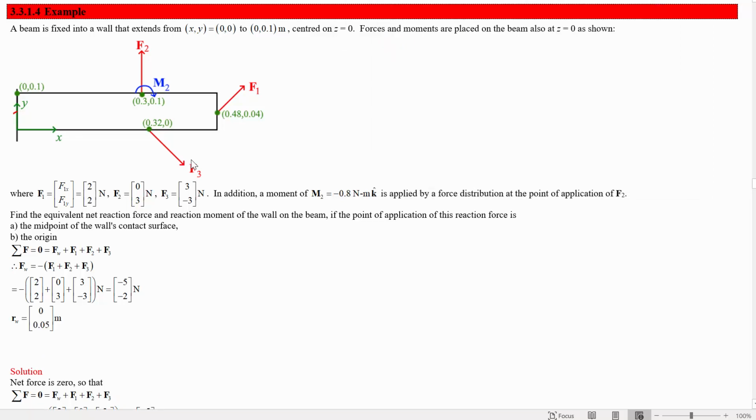Then the torque about that point. Wait a minute. So we can find out the torque about any point we like. It's convenient to find it about this point, but it's also convenient to find it about the origin. So let's just find it about the origin.